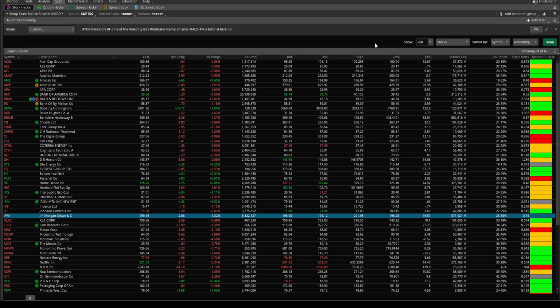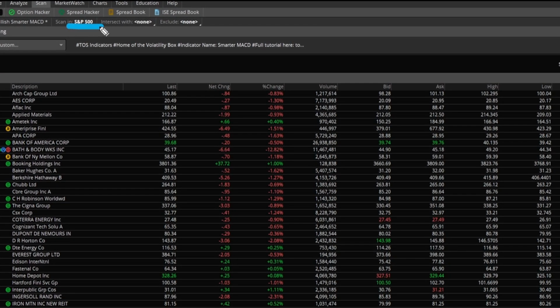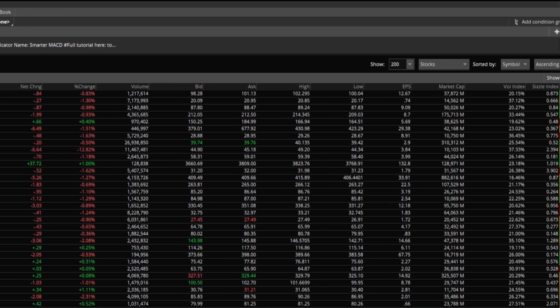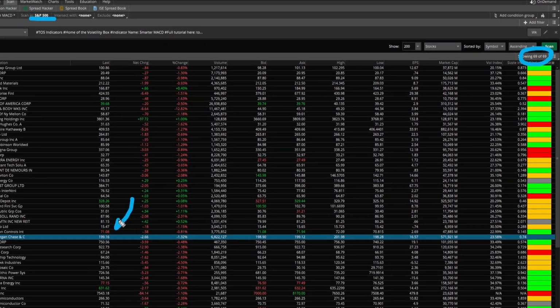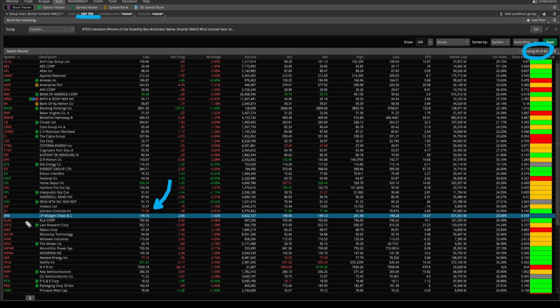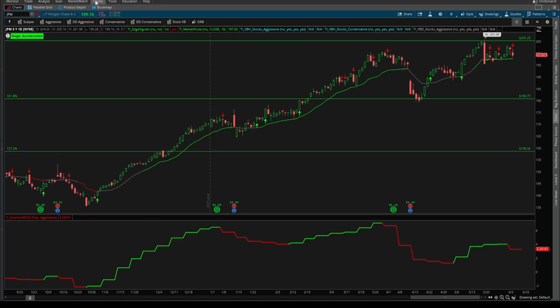Now let's put the scans to the test, and in particular, I'm using the bearish scan in today's example. I ran the bearish scan inside of the S&P 500, and that gave us a list of 69 stocks. Now from those 69, there's one that stands out to me, and that's JP Morgan. I did a little bit of a deeper dive in JP Morgan, and I'll share why I think JP Morgan has all the right pieces for a bearish setup.